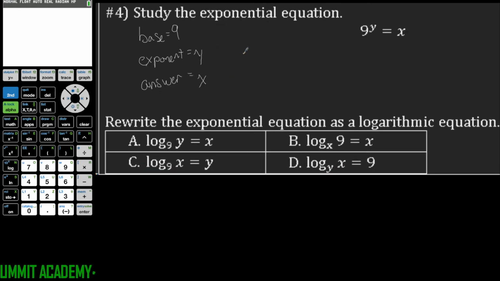So now I can say, all right, I have log base 9 of x is going to equal y. So this is going to be my answer for this choice, so I need to pick that right one. Again, if you want to eliminate some options, let me change it to red, you could eliminate B and D because those two have the variables as the base. And then you have to be careful between A and C. You just need to make sure you're saying that the answer is right next to the log.